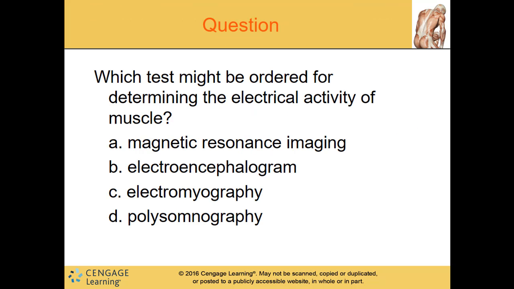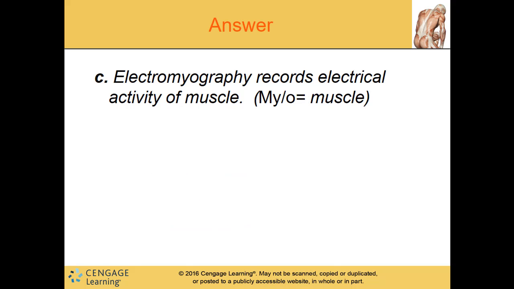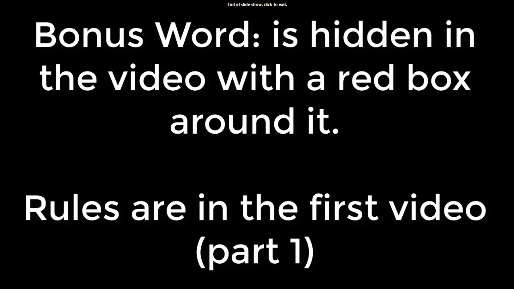Question: which test might be ordered for determining the electrical activity of a muscle? A. Magnetic resonance imaging. B. Electroencephalogram. C. Electromyography. Or D. Polysomnography. The correct answer is C. Electromyography records electrical activity of muscles. Remember, myo means muscle. That concludes part 3.